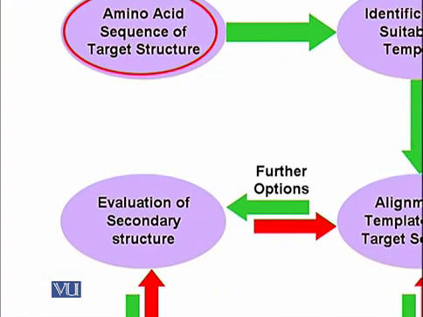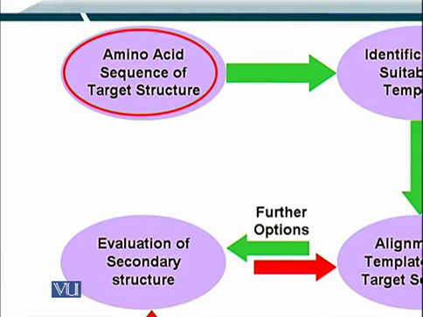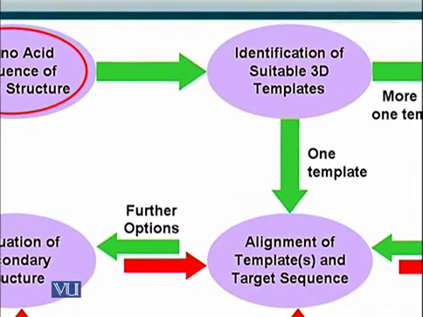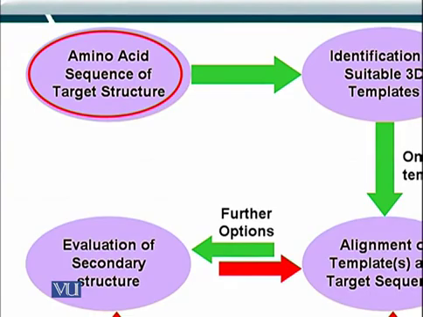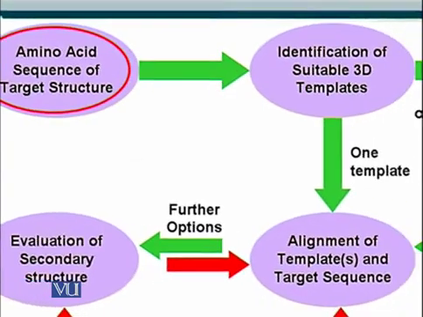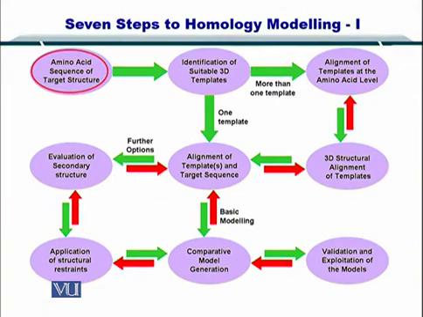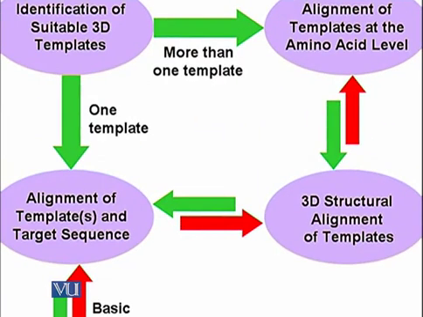So you begin with the amino acid sequence of the target structure, and then you identify suitable 3D templates, that is, the template proteins. Remember, the template proteins have their sequence and the structure known, both of them, while the target does not have its structure known and you're trying to predict it. This is followed up by listing down of the templates. So there can be 2 cases, one in which you only find one template here, and the other case in which you find multiple templates.